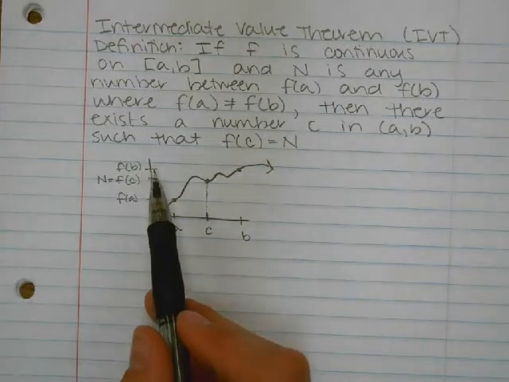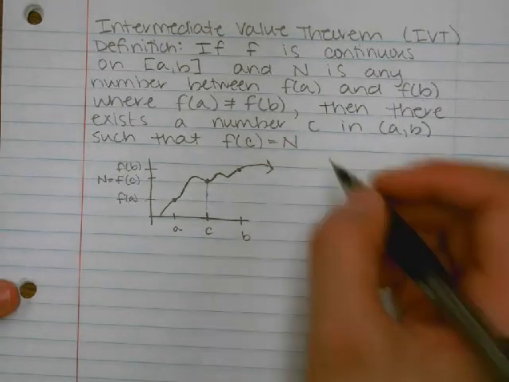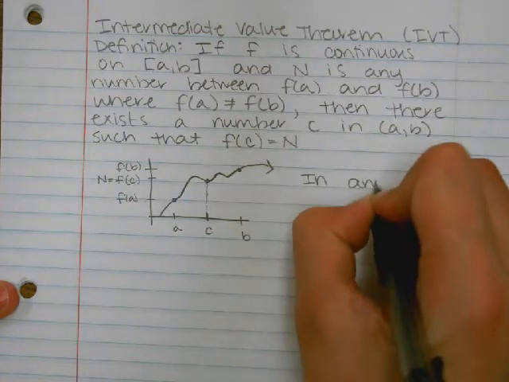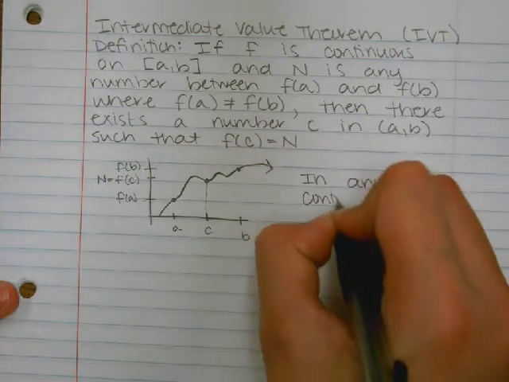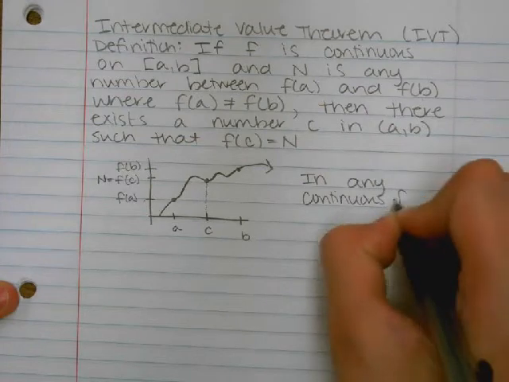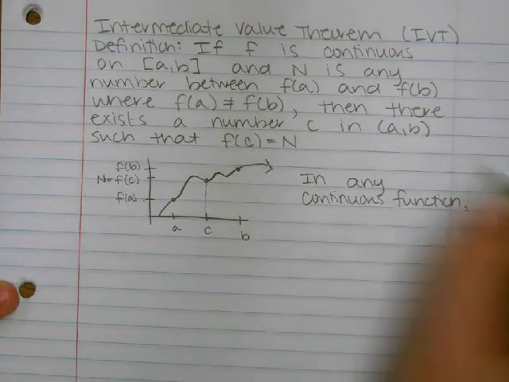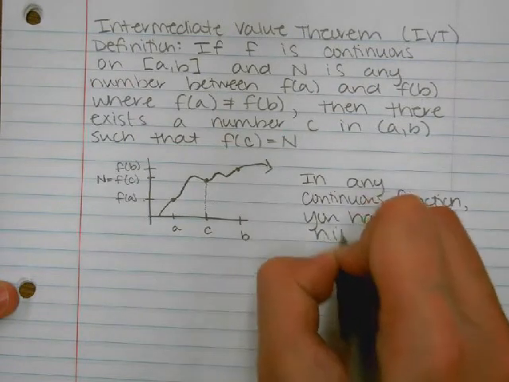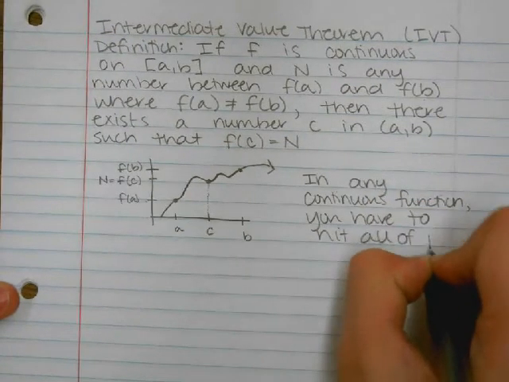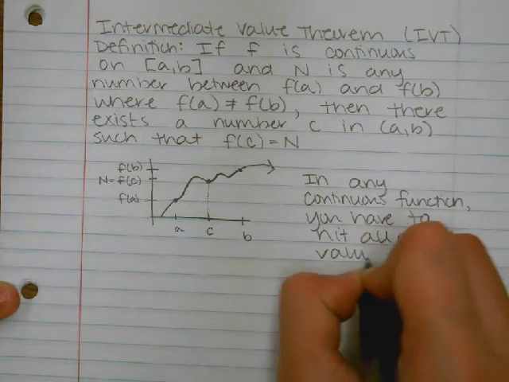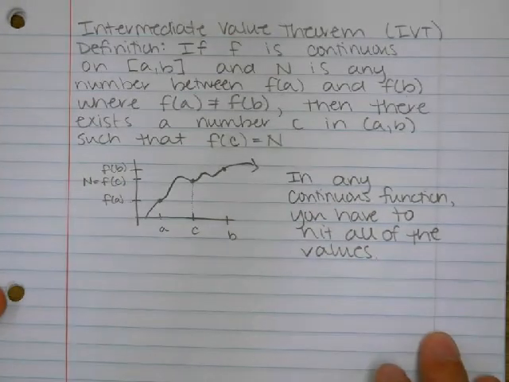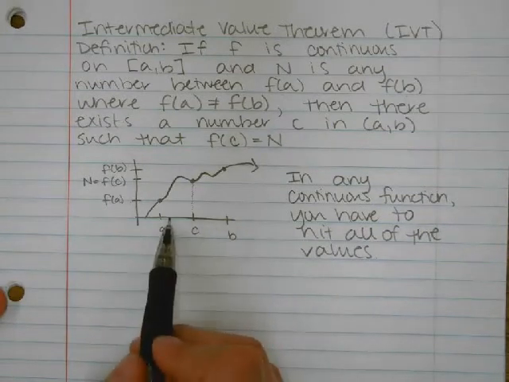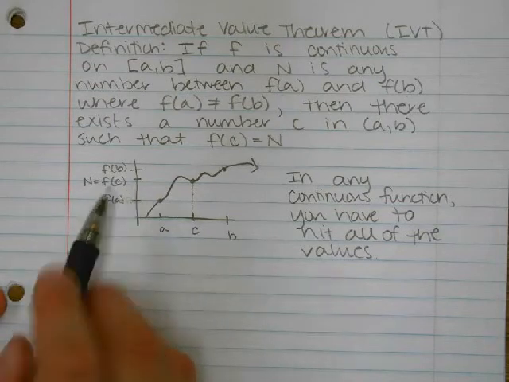That's what continuity means. So basically what this is telling you is that in any continuous function, you have to hit all of the values. If I know that I have an interval where it's continuous, I can always make the assumption that there's some x between these numbers that's going to hit some y in between those numbers.